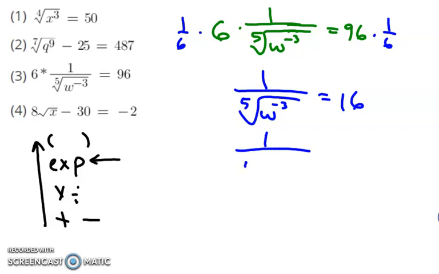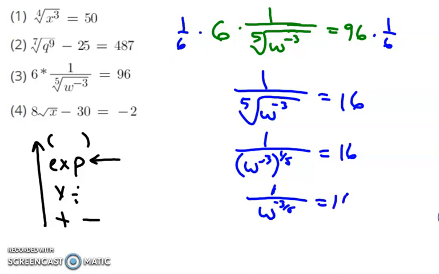If I get rid of the radical and replace it with a fractional exponent, that will be 1/5. And if I multiply the negative 3 by the 1/5, I end up with 1 over w to the negative 3/5 exponent equals 16. Since the exponent of w is negative, we'll rewrite that so the exponent is positive. So it becomes w to the positive 3/5 equals 16.